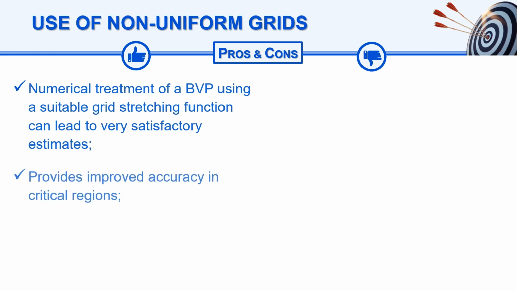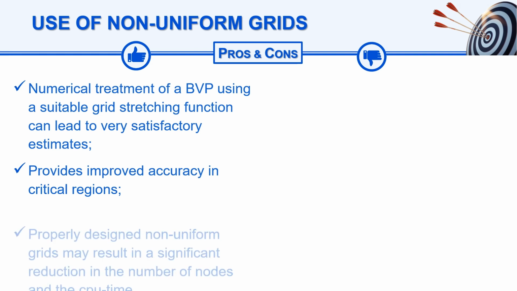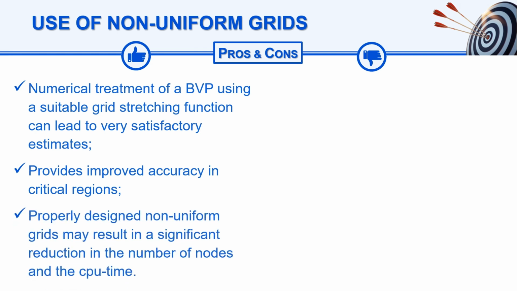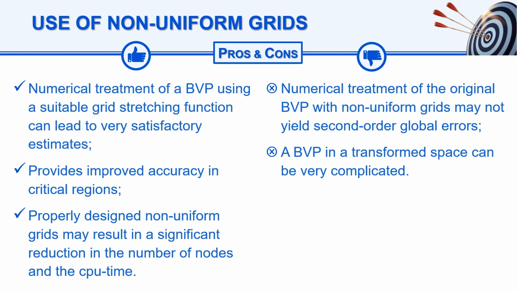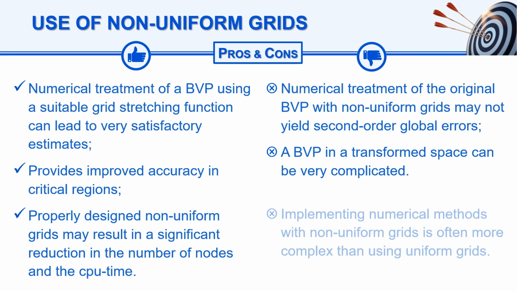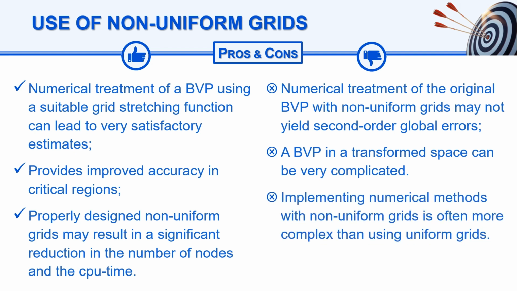It provides improved accuracy in critical regions. Properly designed non-uniform grids may result in a significant reduction in the number of nodes and the CPU time. The disadvantages of the non-uniform grids are numerical treatment of the original boundary value problem with non-uniform grids may not yield second-order global errors. A boundary value problem in a transformed space can be very complicated. Implementing numerical methods with non-uniform grids is often more complex than using uniform grids.